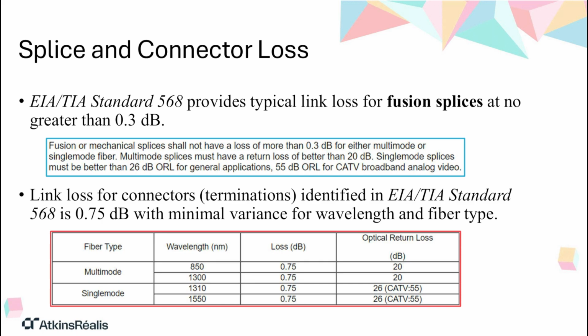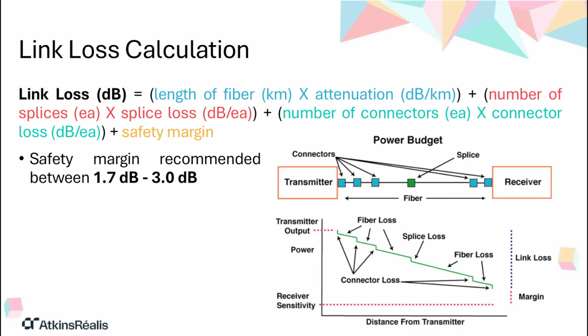Massively tougher. And it's intentional. AtkinsRealis designs to these standards for FDOT because it builds in a huge safety margin. It ensures the network isn't just functional on day one, but stays reliable for years, even decades, as equipment ages or data needs increase. It minimizes future truck rolls and downtime for critical infrastructure. That makes a lot of sense. Invest in quality up front. So you add up all these potential losses: attenuation over distance, loss from each splice, loss from each connector.